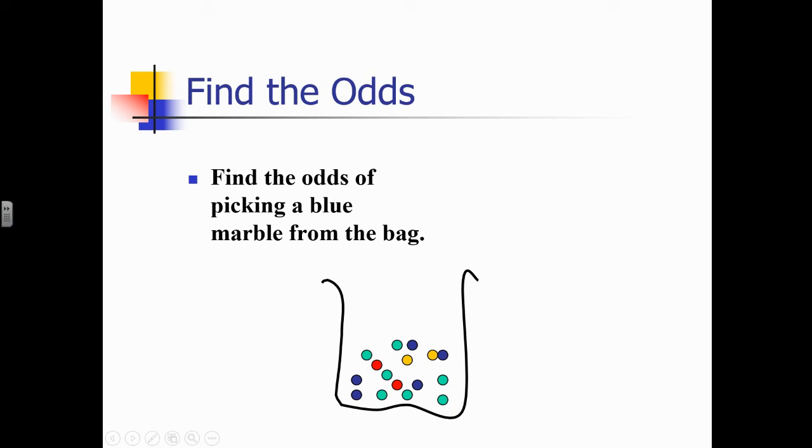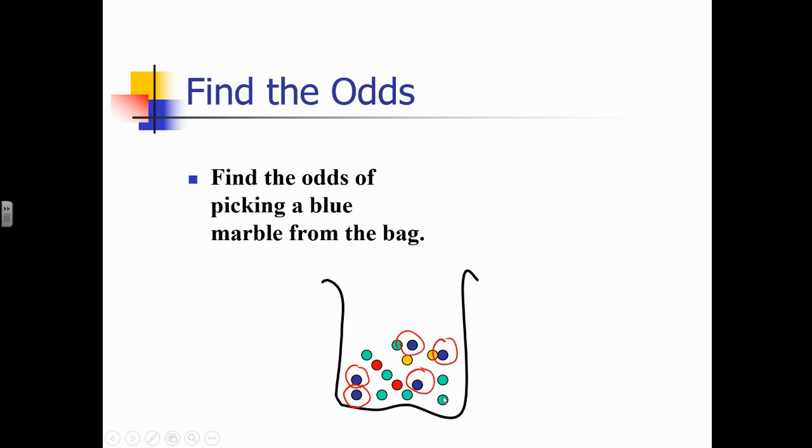So the last problem here says, find the odds of picking a blue marble from the bag. If you have this printed out, you're not going to be able to tell which ones are blue and which ones are not. But you can see up here on the screen that we do definitively have some blue marbles in the bag, and we can count them. We've got 1, 2, 3, 4, 5. 5 favorable outcomes, and we have to figure out how many are total here. So we've got 1, 2, 3, 4, 5, and then 6, 7, 8, 9, 10, 11, 12, 13, 14, 15, 16 total.